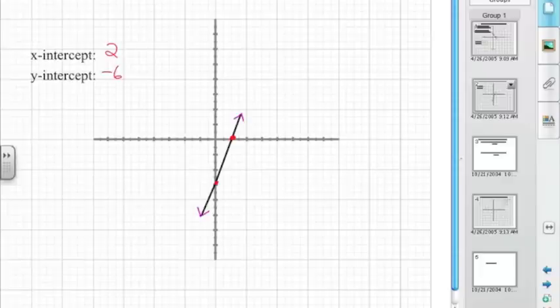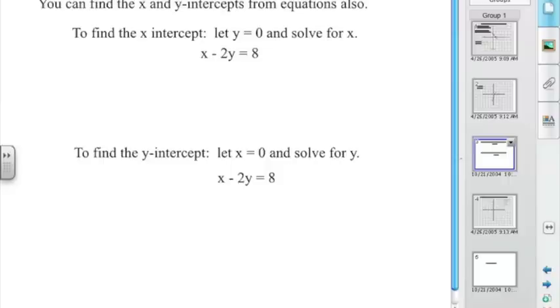And then later we're going to use that information to actually put a line on a graph, which we're going to begin right now. We're going to use this equation, x minus 2y equals 8. From that, we're going to find the x and y intercepts. In the first part, we're going to find the x-intercept. In order to find the x-intercept, we're going to let y be 0, and we're going to substitute and solve for x. So if we do that, we have x minus 2 times 0 equals 8.